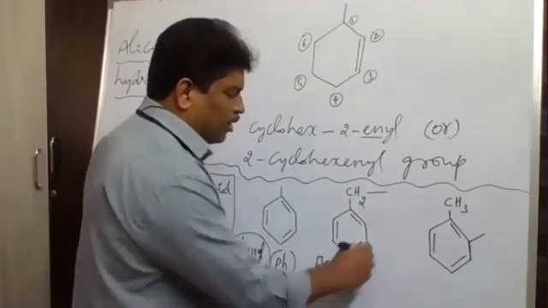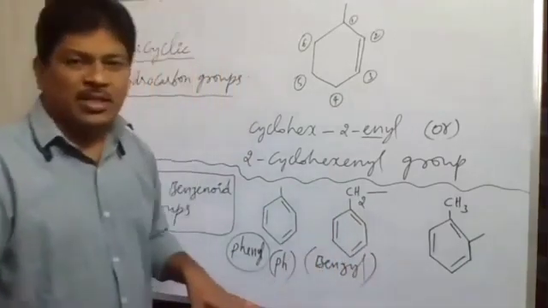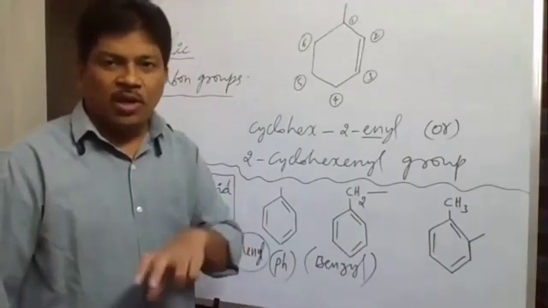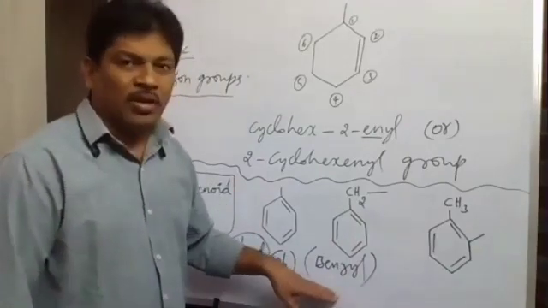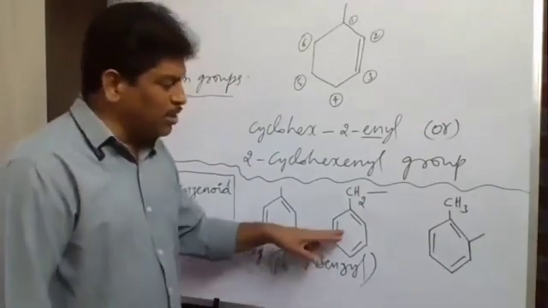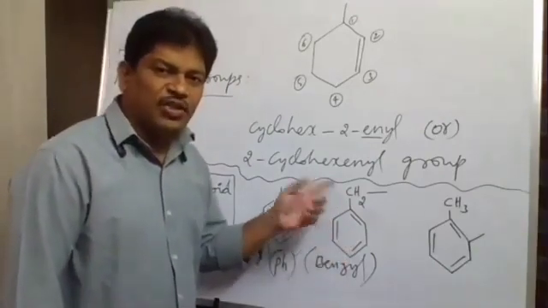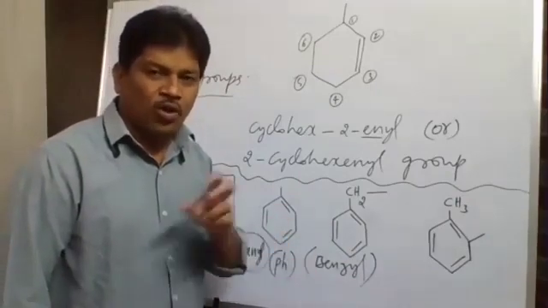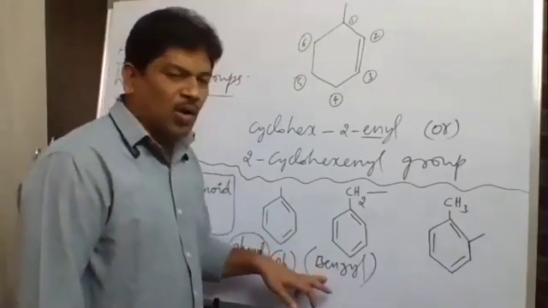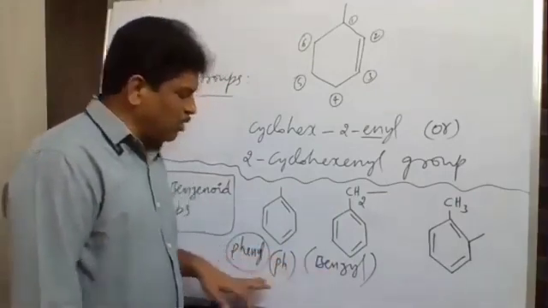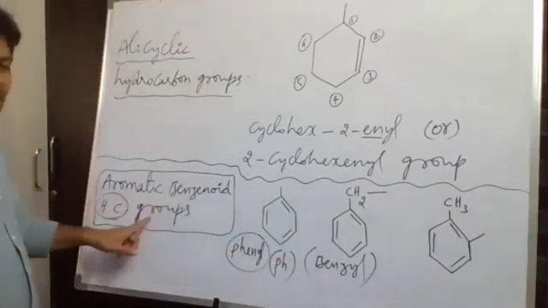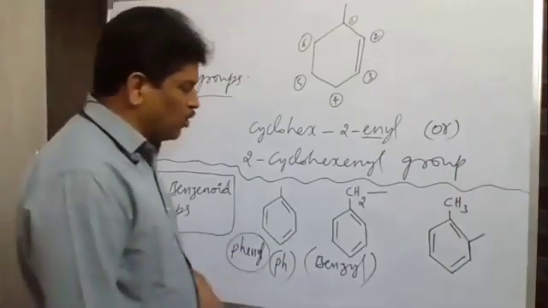Benzyl group. The benzyl group is formed when a hydrogen is removed from the toluene molecule. We get the benzyl group here. The hydrogen is removed from the benzene nucleus or the CH3 branch. When the CH3 branch loses one hydrogen from the toluene molecule, we get the group called benzyl group. So phenyl group or benzyl group, both are examples of aromatic benzenoid hydrocarbon groups. This point we have to keep in mind.